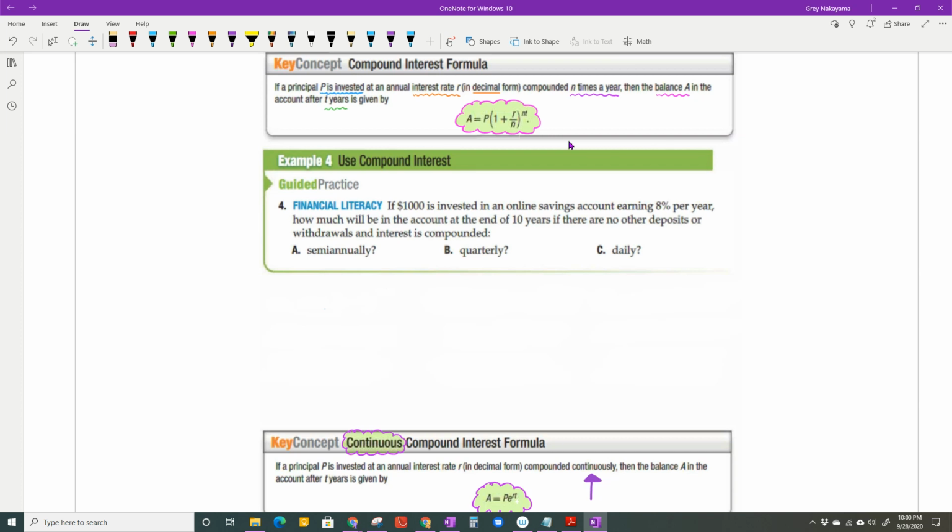Okay, so in this first problem, financial literacy: if $1,000 is invested, that's going to be my P, in an online savings account earning 8%, that's my R. That's the 8% that we're going to change to a decimal. How much will be in the account at the end of 10 years if there are no other deposits or withdrawals and interest is compounded either semi-annually, quarterly, or daily?